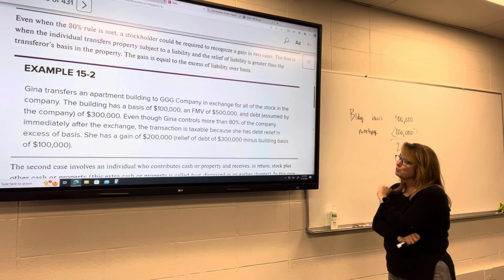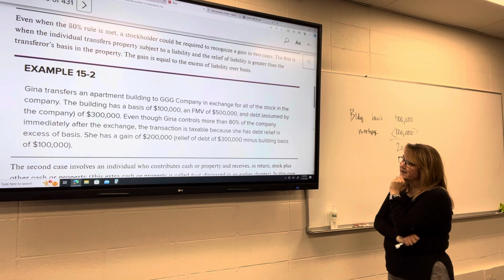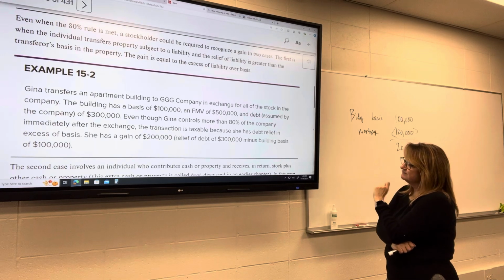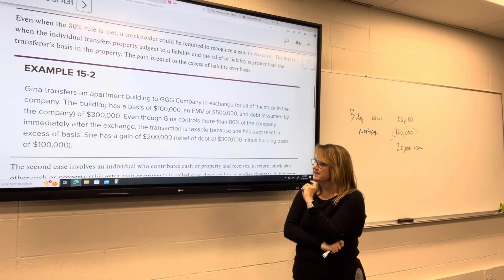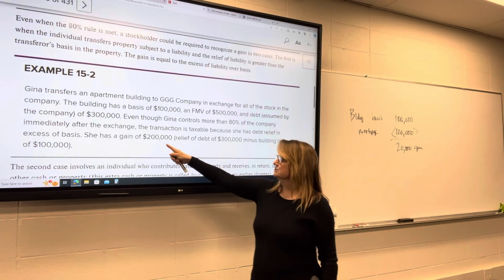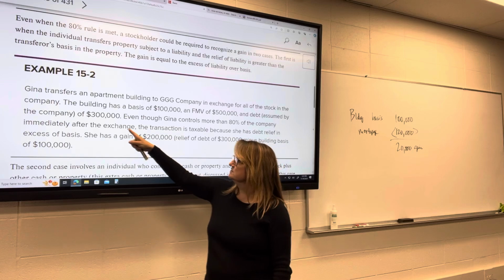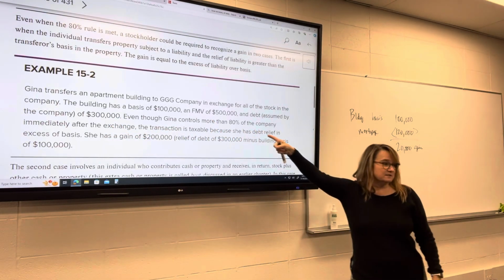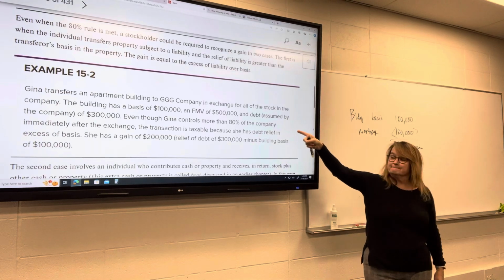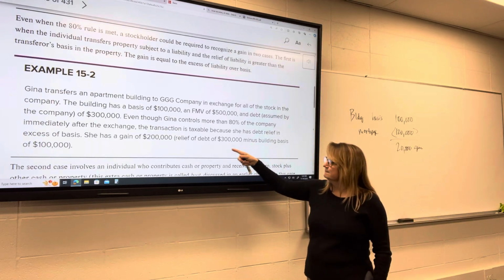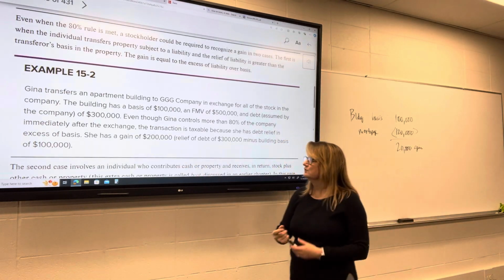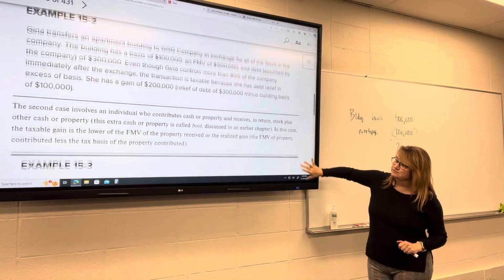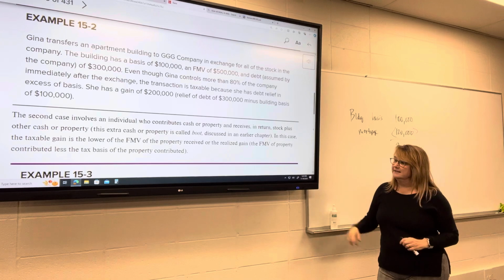So she controls more than 80% of the company. However, it's still going to be taxable because of that debt relief in excess of basis. So her gain is going to be $200,000, which is the $300,000 of debt relief minus the basis of the property. So she's going to have a gain that she's going to have to recognize of $200,000. So that's the first case where there might be a gain.